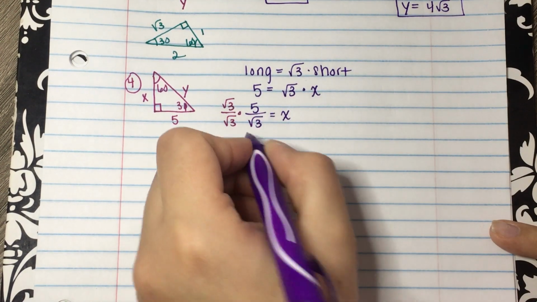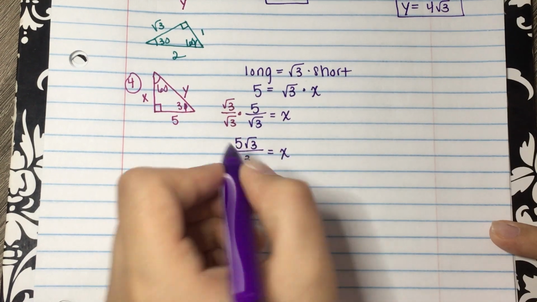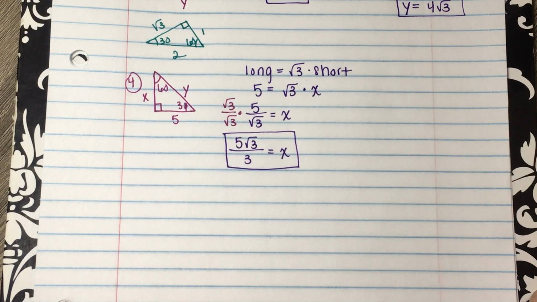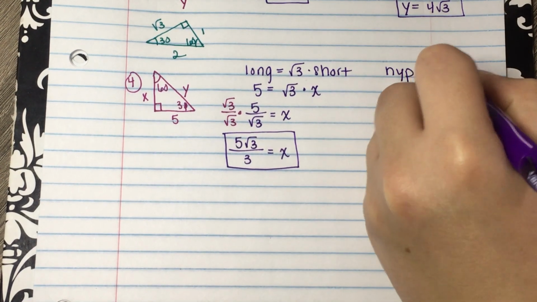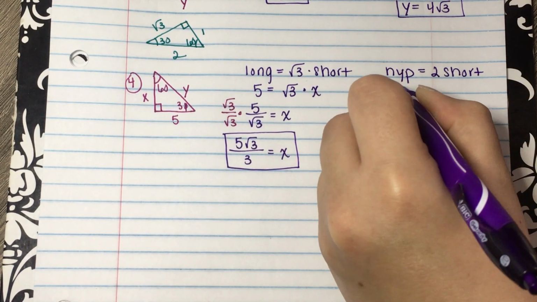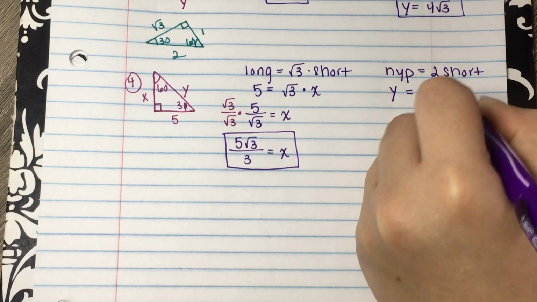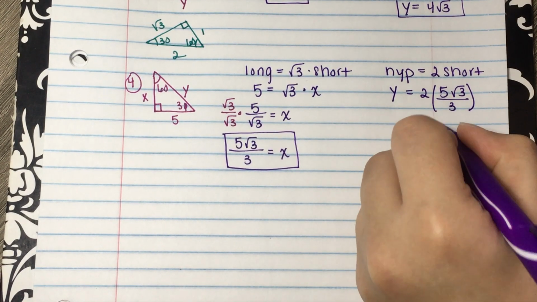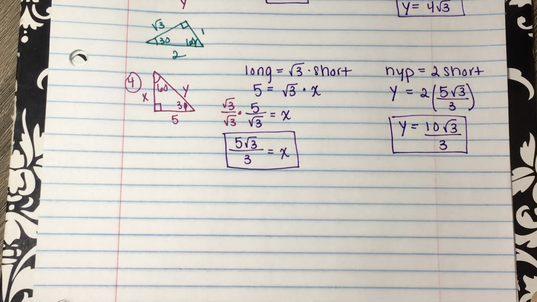And then when I multiply, I have 5 square root of 3 all over 3. Now I can't simplify that any further. 5 and 3 have no common factors. All right, and then now that we have our short leg, it's a little easier to find your hypotenuse because your hypotenuse is 2 times your short leg. All right, so my hypotenuse here is y, and my short leg is 5 square root of 3 all over 3, so that 2, or multiply by 2, will go in the numerator, and I'll have 10 square root of 3 all over 3.